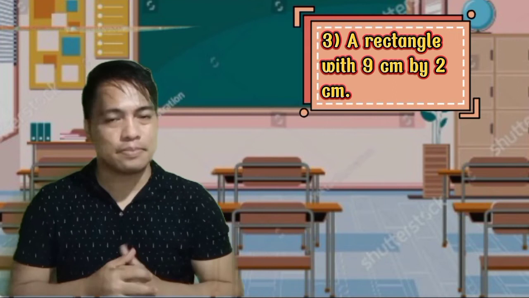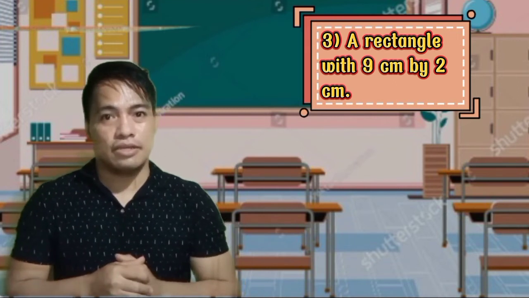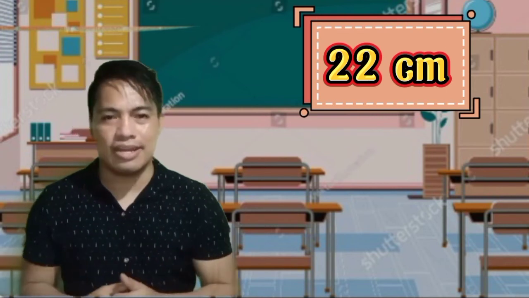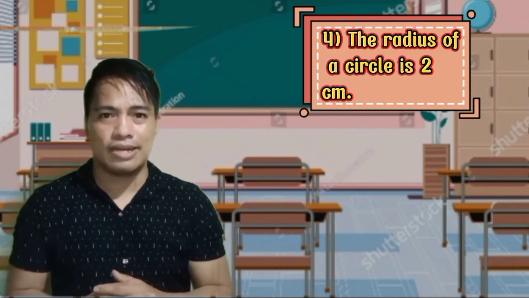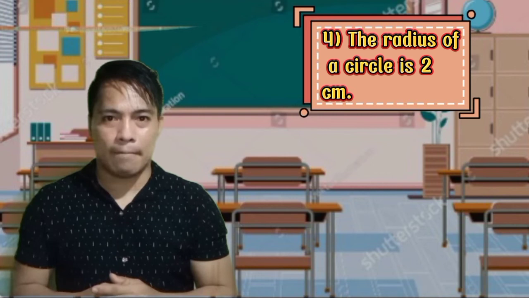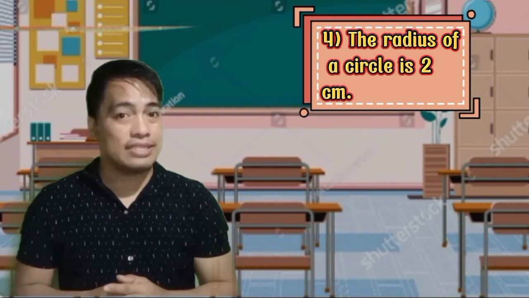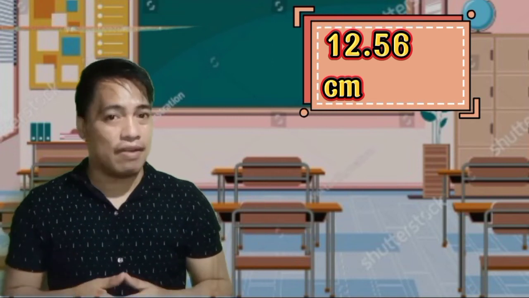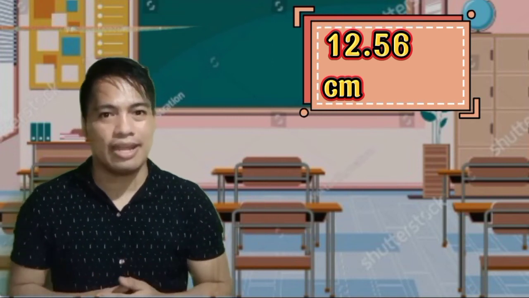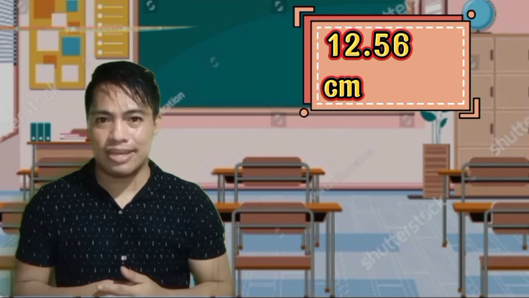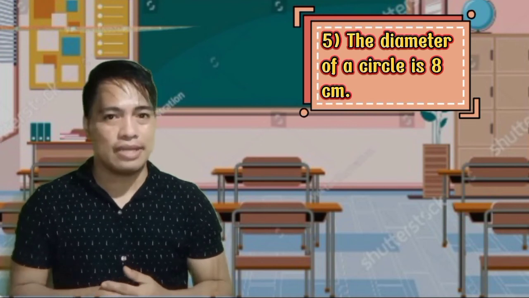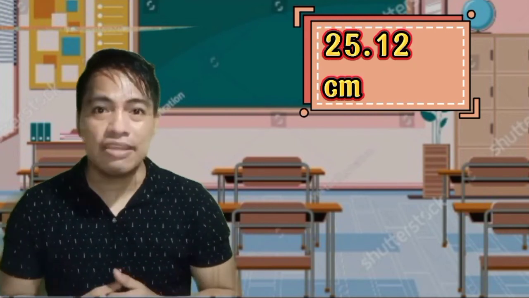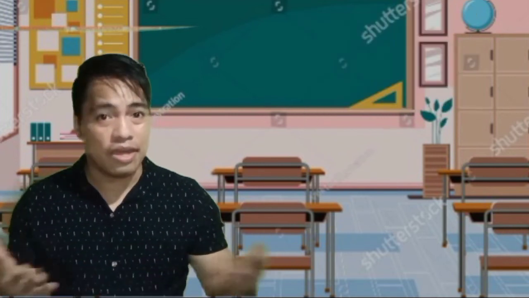Time's up. So what is the correct answer? 22 centimeters. So next, number 4. Time's up. And the correct answer is what? 12.56. Very good. Some of you got the correct answer. Next, number 5. Time's up. And the correct answer is what? We have 25.12. Okay, thank you very much.